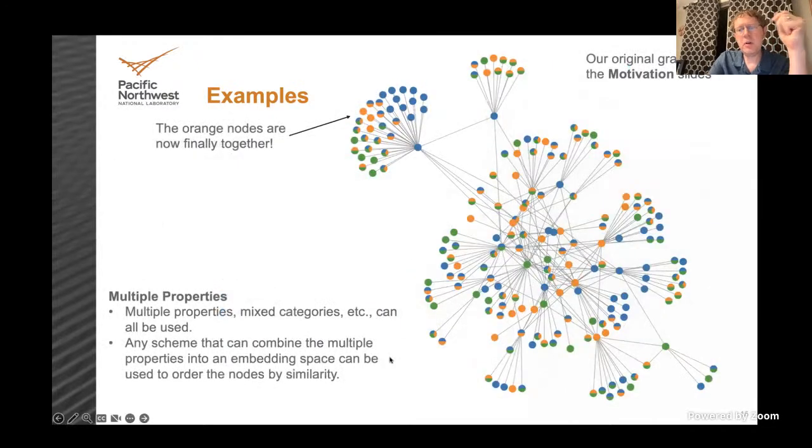And then lastly, we wanted to bring it back around to that original example we showed at the beginning. This graph is one where we have multiple categorical properties we're looking at, which is why you see multiple colors associated with some of these nodes. Using our ordering approach, we now finally have the orange nodes all together, just like we originally had hoped. Hopefully this allows the user to get a much better sense of what they're looking at and where the similarities actually lie in the graph.